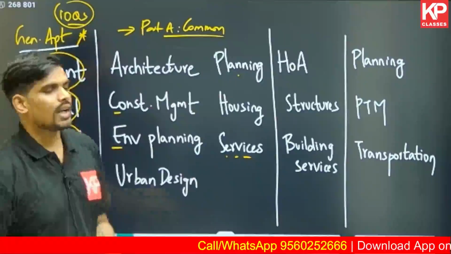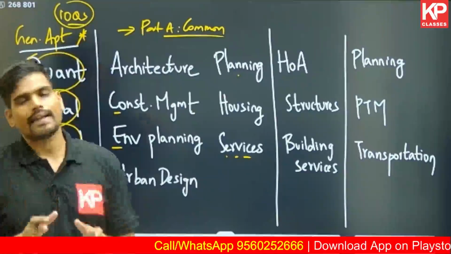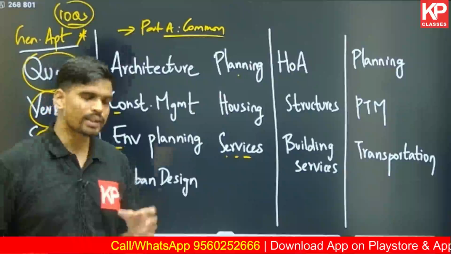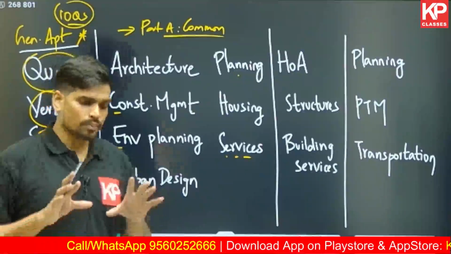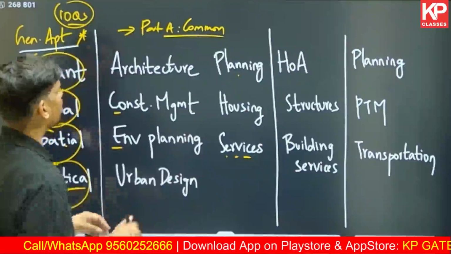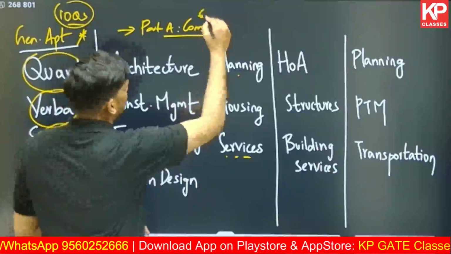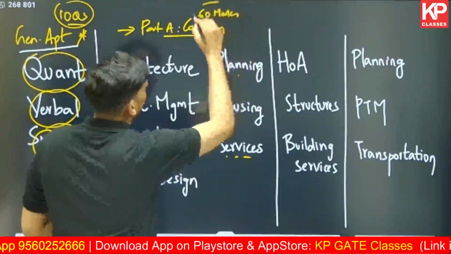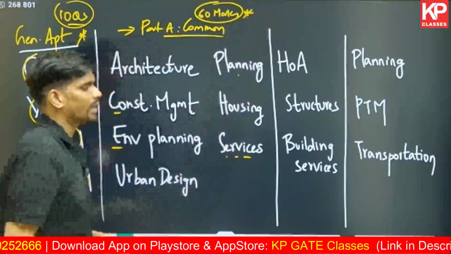So as you can understand, the common part is a combination and a balance of both architecture and planning topics. Basics of both these curriculum, both these areas are covered in the common part, and this has the maximum weightage of 60 marks of the GATE paper. So doing well in this part is going to be very important.